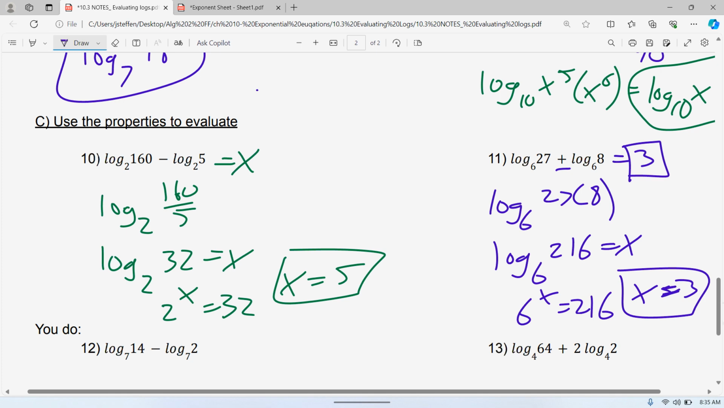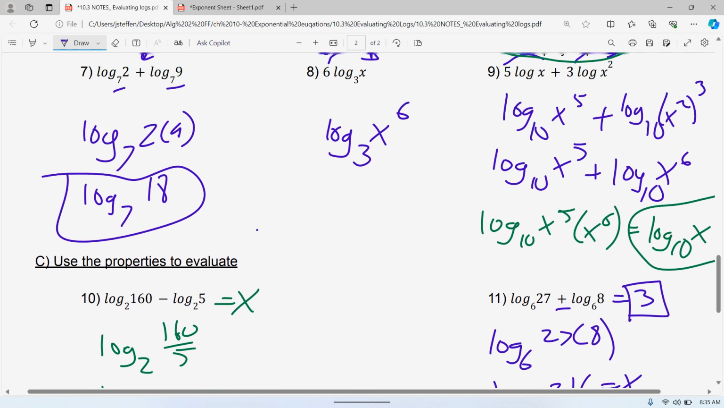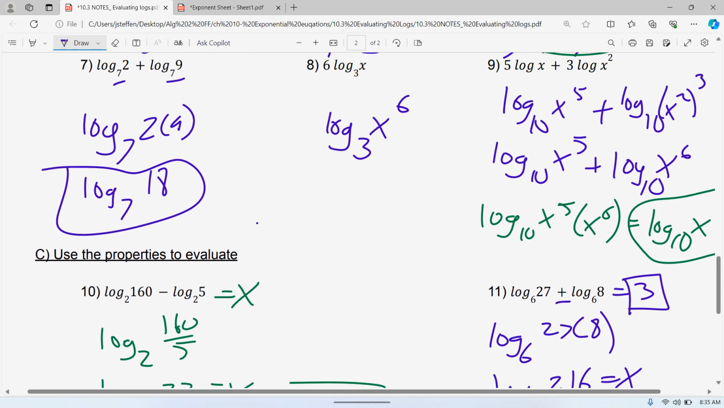So go ahead, do these last two on your own. Once you're done with those, we have about 20 minutes left. So once you're done with those, work on your exit ticket, the win exit ticket 10.3. Like I said, I'm going to be using that to sign people out. Since we do have 20 minutes, you do need to finish this in class. So please make sure you're doing that.